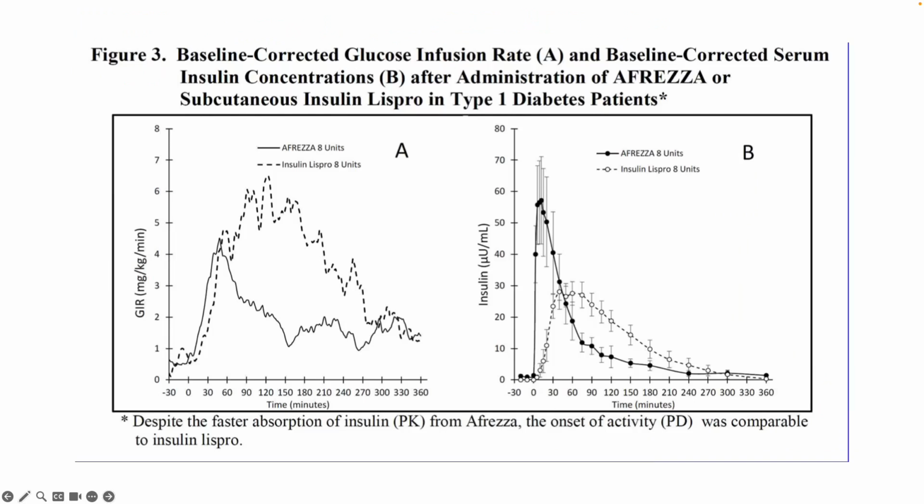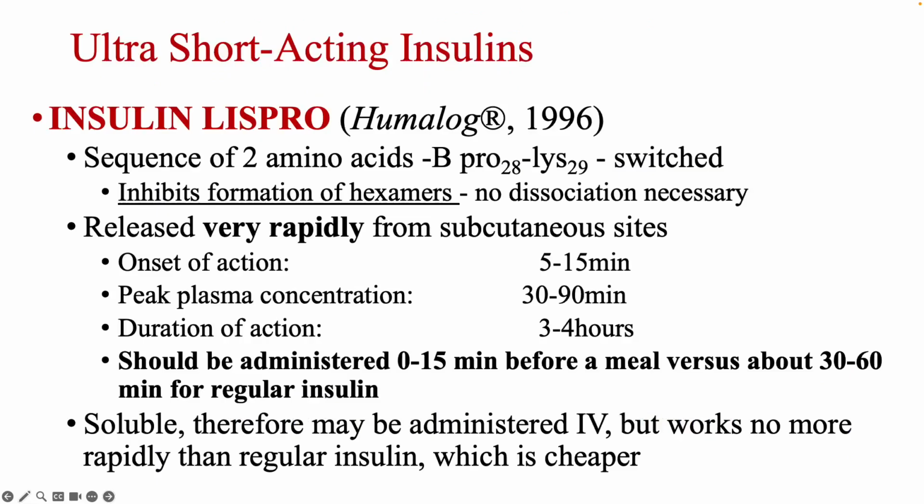And you can see that, at least in studies, it shows that the onset of activity is comparable to our ultra short-acting insulins, like this one. These are used all the time, insulin Lispro. And ultra short-acting insulins were created because we wanted to be able to have insulin work right away, but not have to inject it into an IV in order for it to work fast.